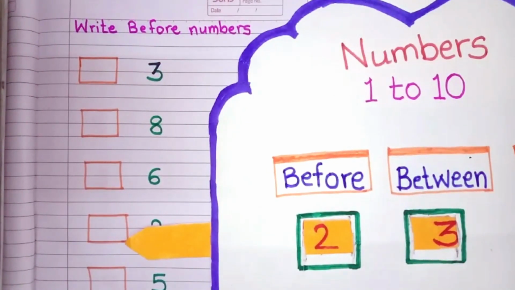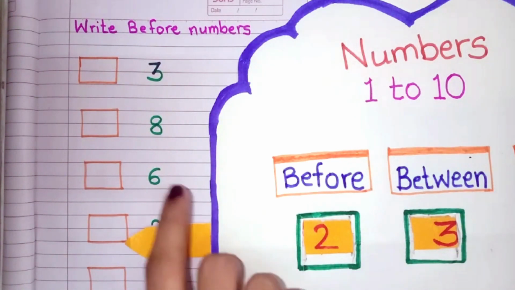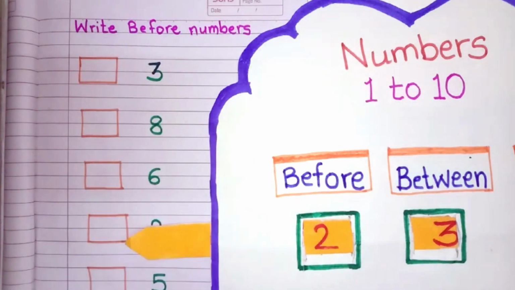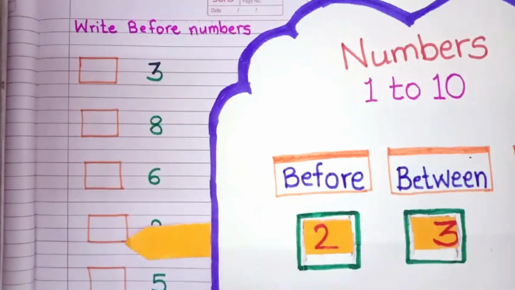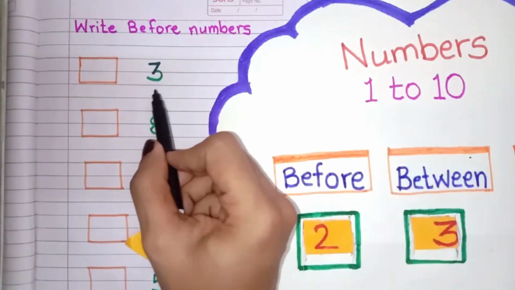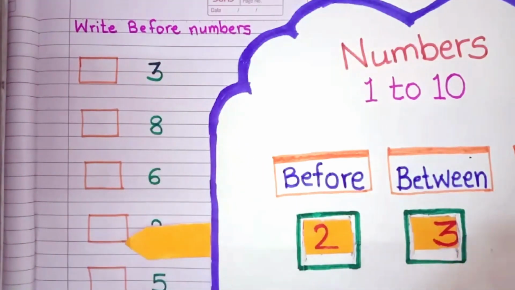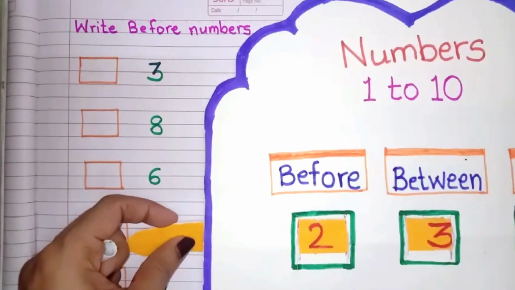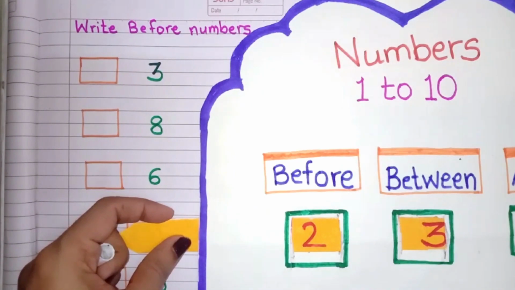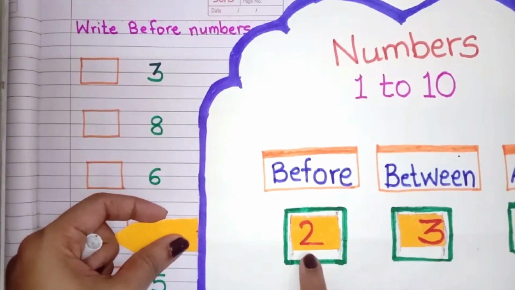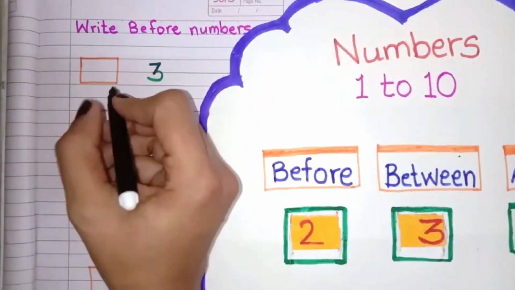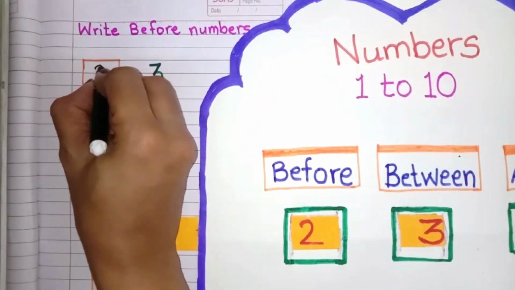Now with the help of this teaching aid, we will solve this worksheet. Write before numbers. Now tell me which number is before 3? With the help of this teaching aid, tell me which number is before 3? Number before 3 is number 2. So let's write down number 2.